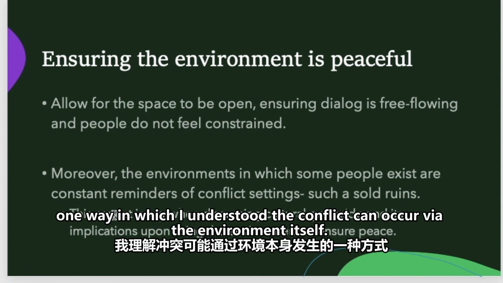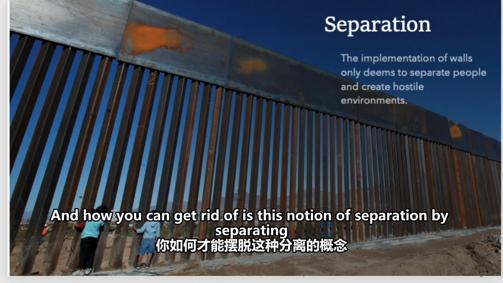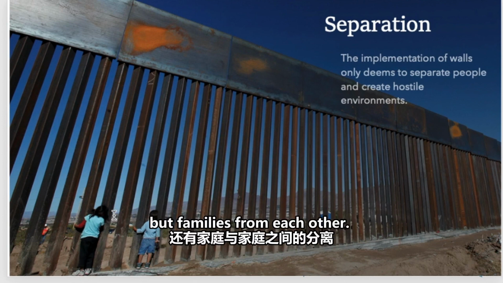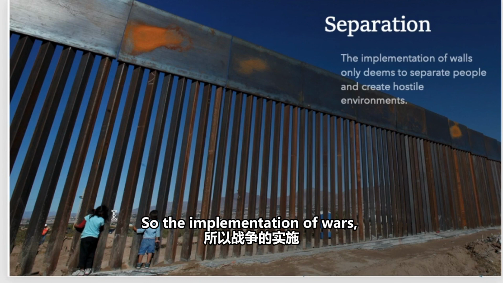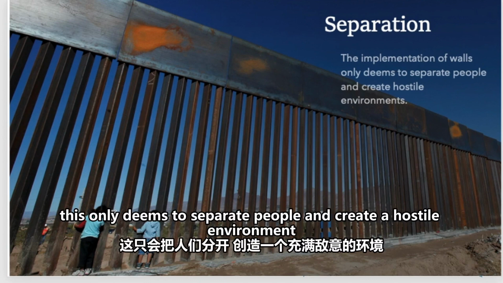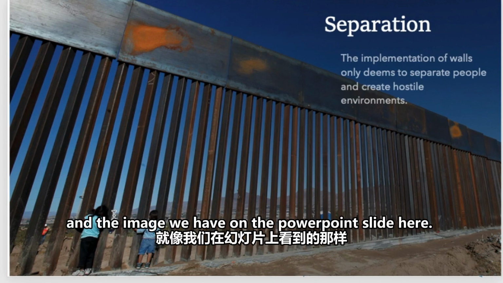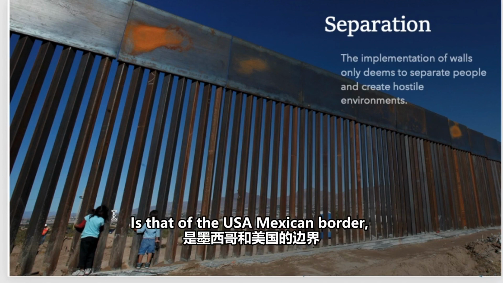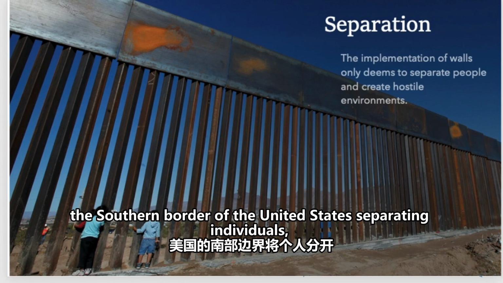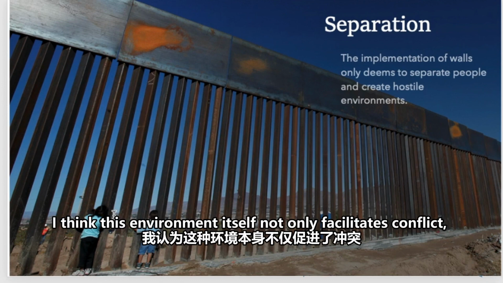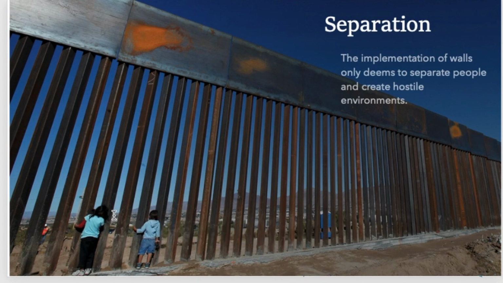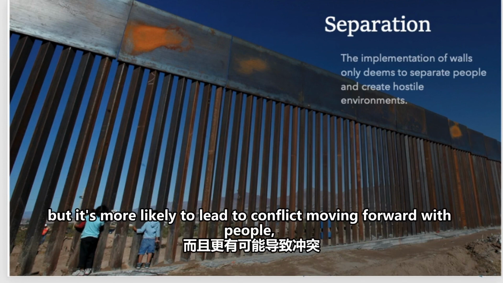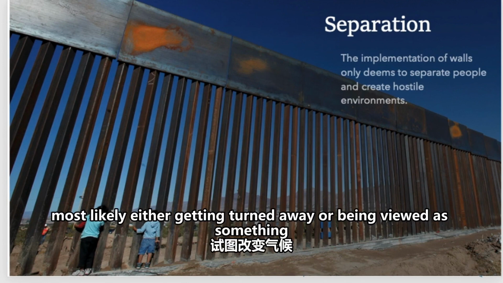Furthermore, one way in which I understood that the conflict can occur via the environment itself and how you can get rid of this is this notion of separation, by separating not only people but families from each other. So the implementation of walls only serves to separate people and create a hostile environment. And the image we have on the PowerPoint slide here is that of the USA-Mexican border, the southern border of the United States, separating individuals. And I think this environment itself not only facilitates conflict, but it's more likely to lead to conflict moving forward, with people trying to climb it and most likely either getting turned away or being viewed as something that they aren't.